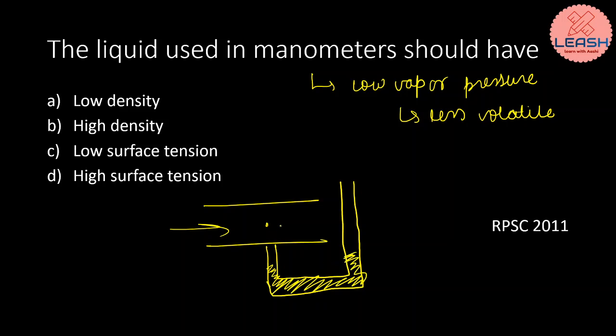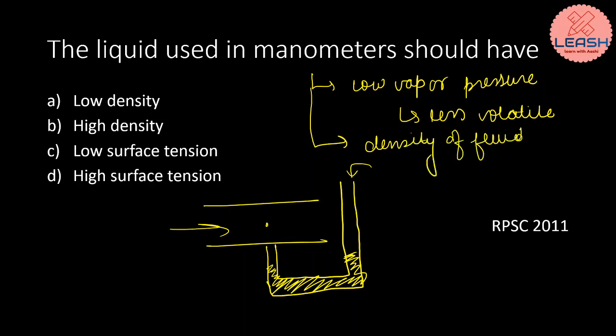Due to the pressure here, there will be some displacement of mercury in both the limbs, and that we can measure, and through that we can identify the pressure. Now this is open to atmosphere. If this liquid has high vapor pressure, it means it is more volatile and it will be evaporating. So the liquid should have low vapor pressure. Mercury satisfies that. And the second thing is the density of the fluid should be high.